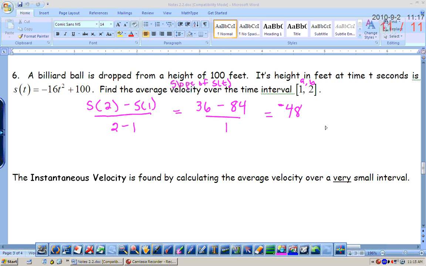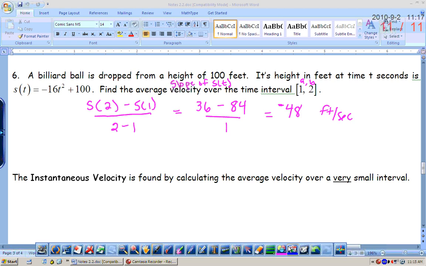All right, what are your units on this? Feet per second, very good. Because your position is in terms of feet. The top numerator is in terms of feet, the denominator is in terms of seconds. All right, so that's the average velocity or the average rate of change.